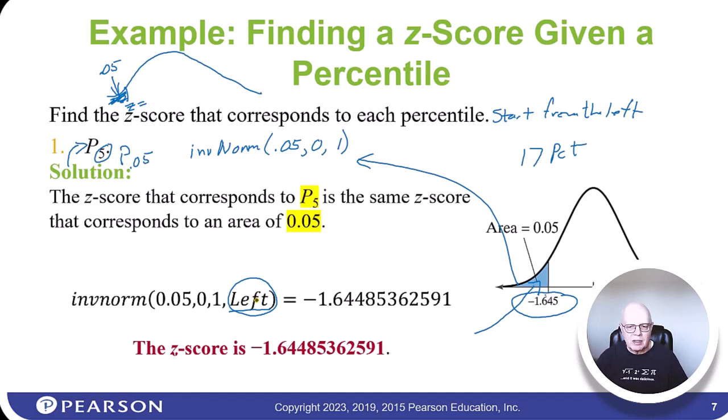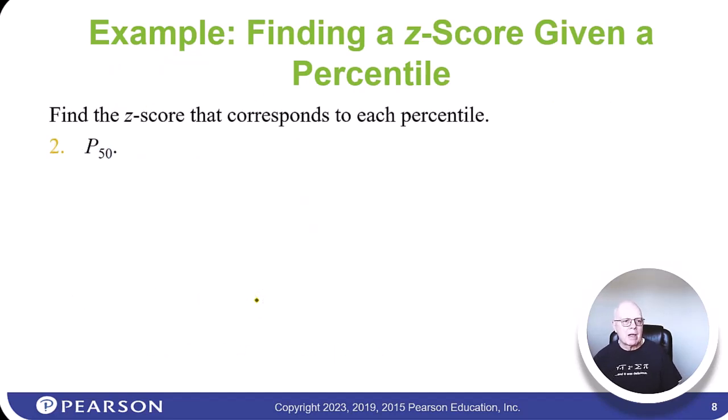There's our answer, and a little bit more precision. So this should set you up for the next one. I'm going to draw a picture, and I notice it's the 50th percentile. That means halfway. So in this one, we're going from negative infinity up to the middle point, the axis of symmetry. Remember that?